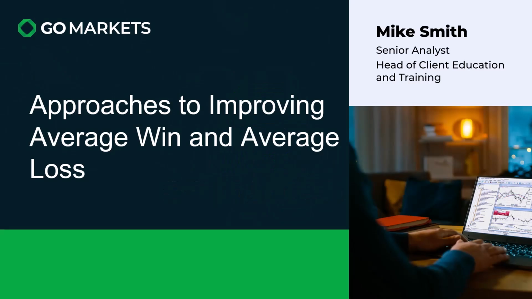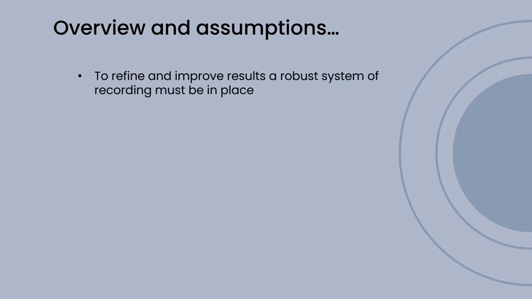In this short video, and as a follow-up to a previous video that looked at approaches to improving win rate, in this session we're just going to look in some detail at approaches that may help average win and average loss. Of course, it's a combination of average win, average loss, and win rate that creates that overall profit and loss situation. So I hope this will be useful. Use it as a checklist, use it as a way of creating a plan to make your results that much better. Let's start with an overview and some assumptions.